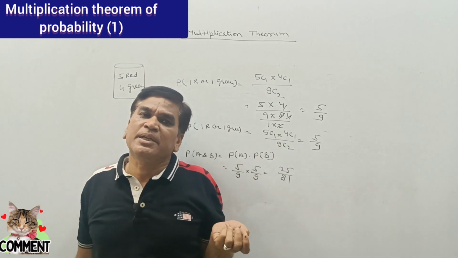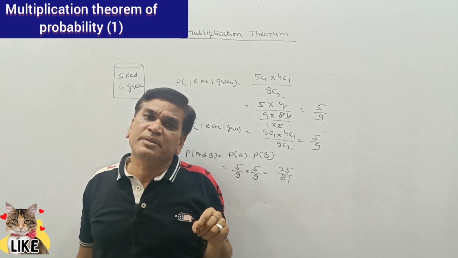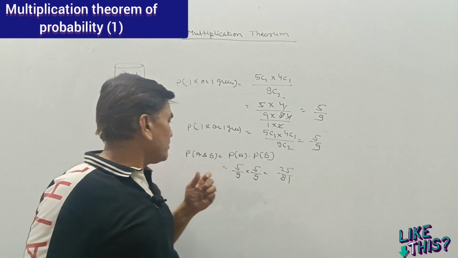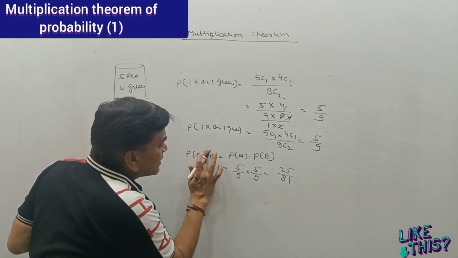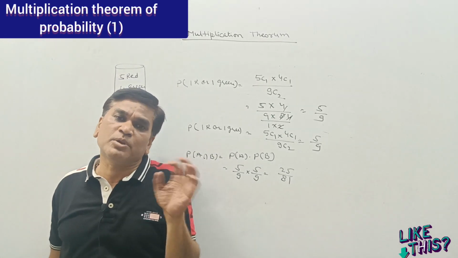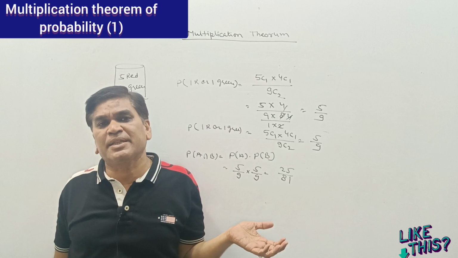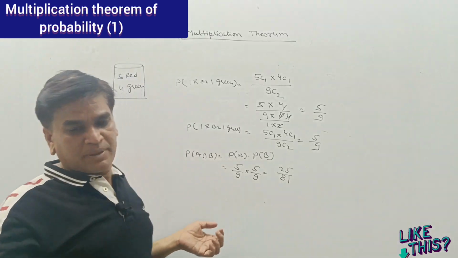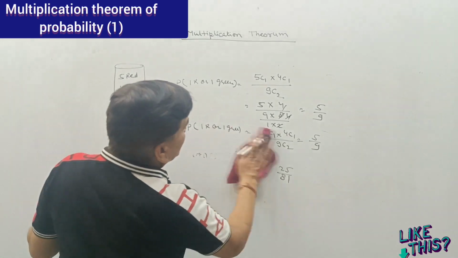So for the probability of event A and event B, if AND or intersection is there, we have to use the multiplication theorem of probability, because both events are independent of each other. So we will use this theorem. Again, one more question related to this.